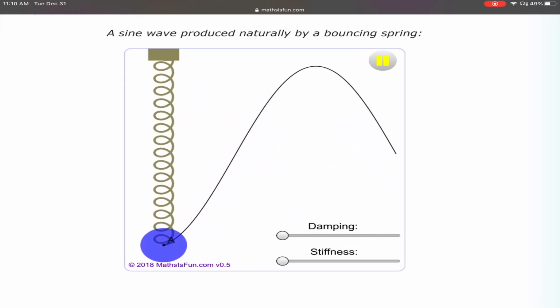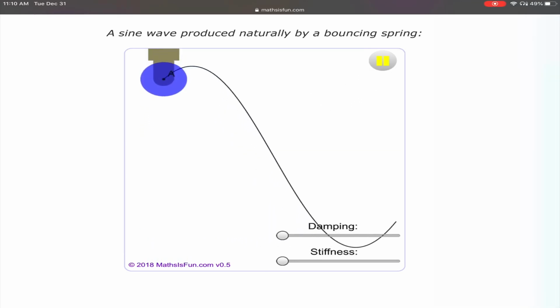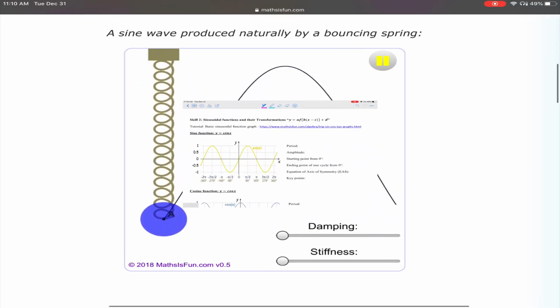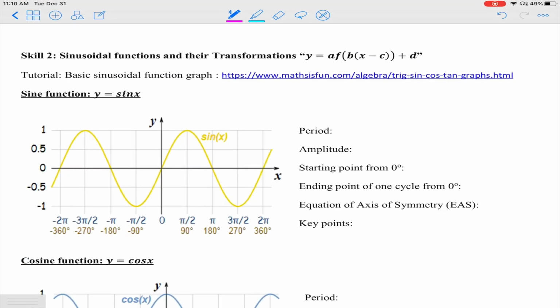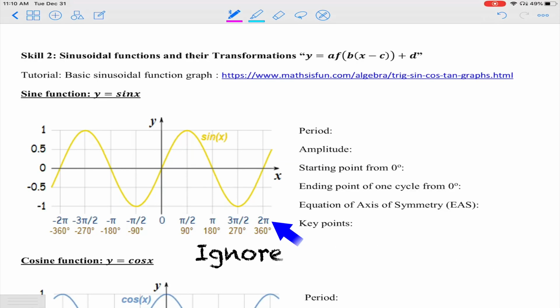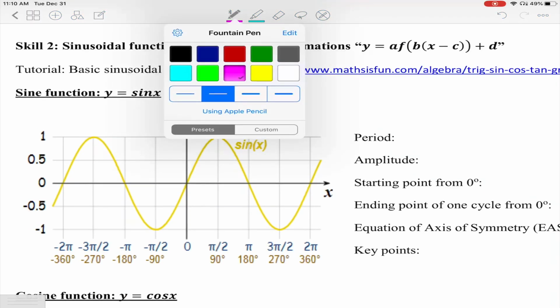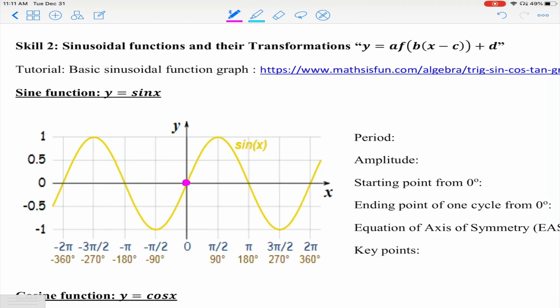Let's take a look at the basic characteristics of the sinusoidal function, and those are very simple. I'm going to go quite quickly on those. Here is the sine function. We're just going to focus on the sine function and the cosine function; we're not going to deal much with the tangent function. The sine function always, and you have to remember this, always starts from the origin. Or you can say it always starts from the intersection point with the equation of the axis of symmetry, which is the middle line.